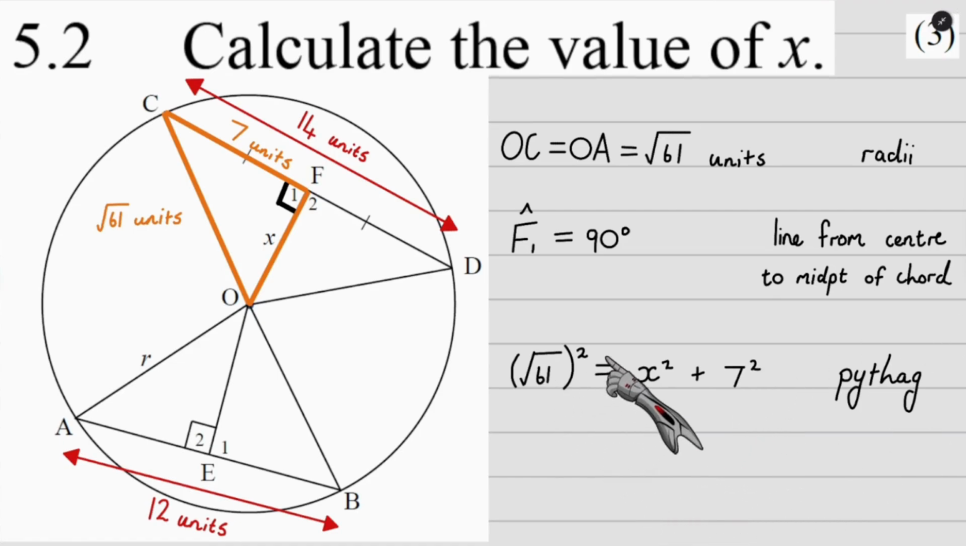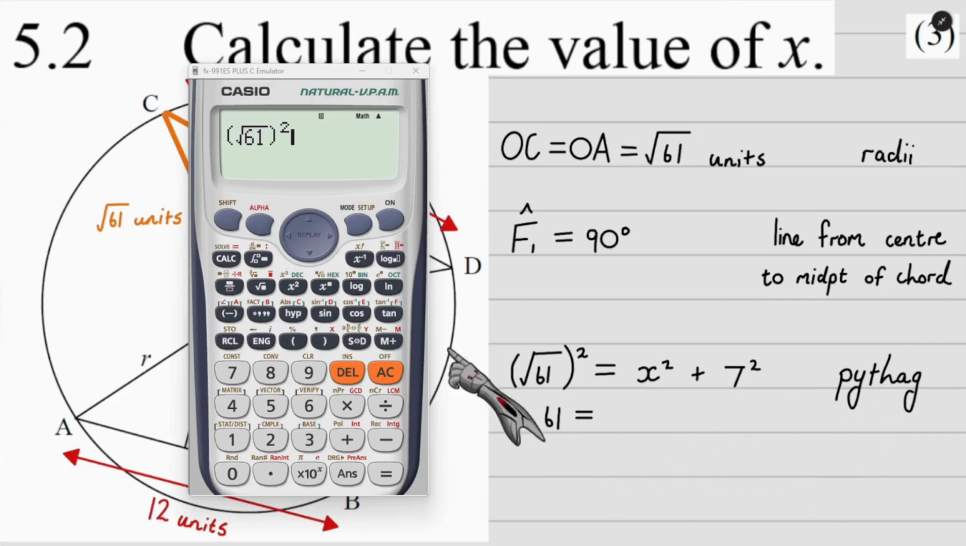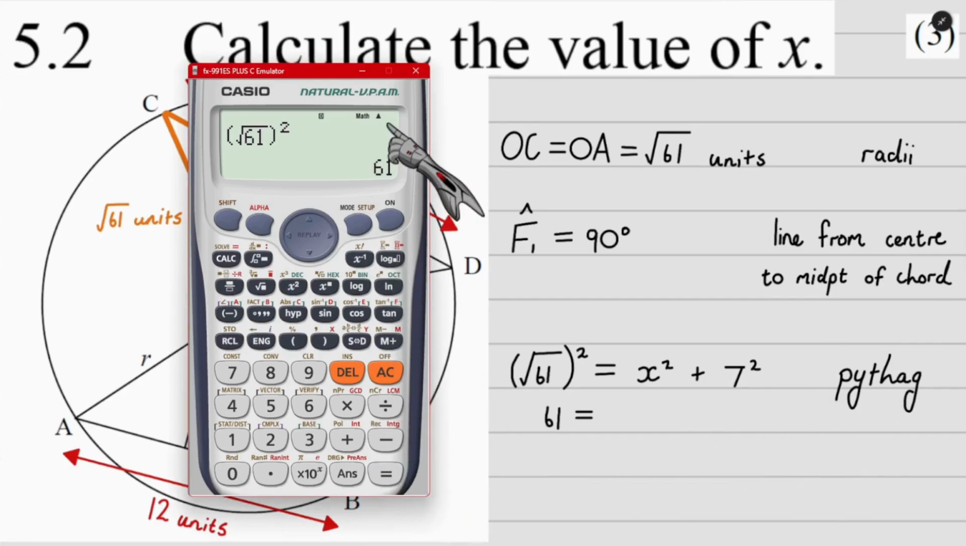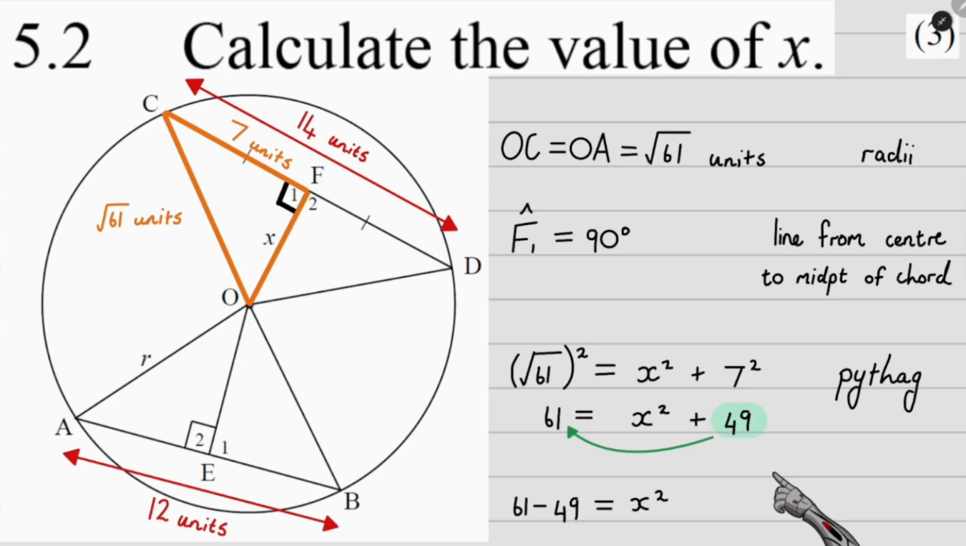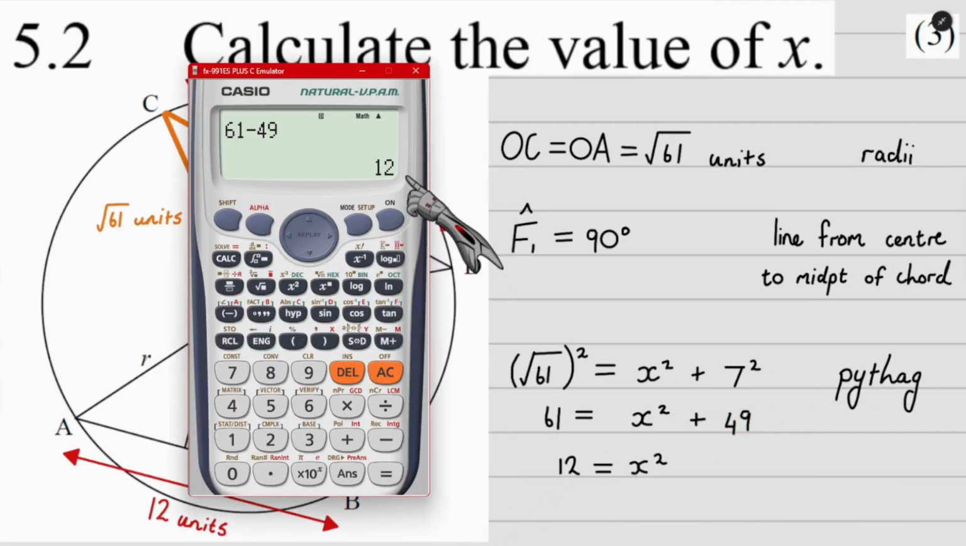So root 61 squared is just 61. The square and the root cancel out with one another. And as always, if you're not too sure, just triple check it with your calculator and you'll see number 1. And 7 squared will give me 49. Then I'm going to take that 49 over to the other side of the equation, and it becomes minus 49. And 61 minus 49, I believe that's 12. And it most definitely is 12.